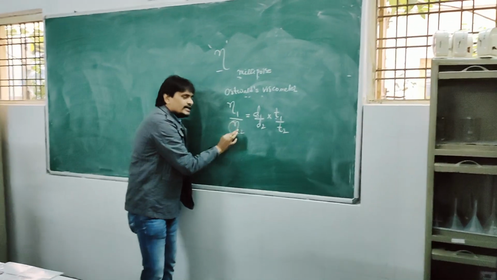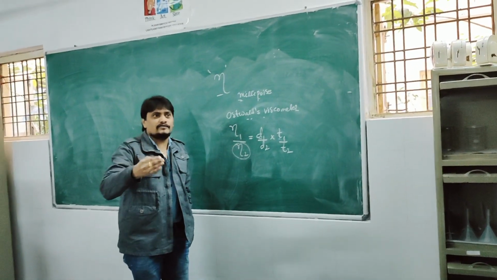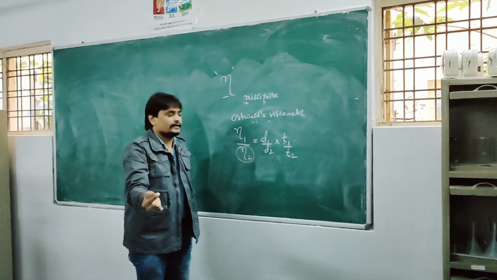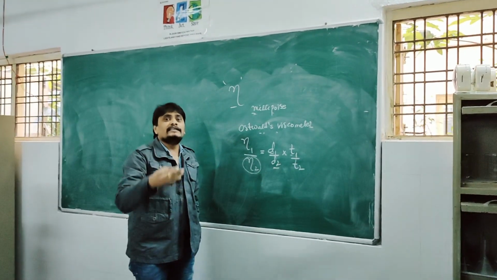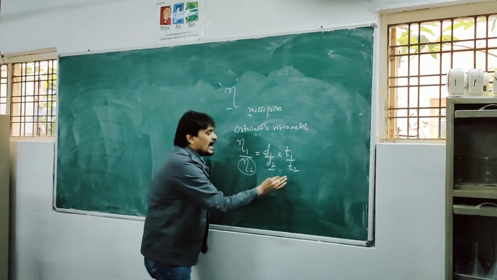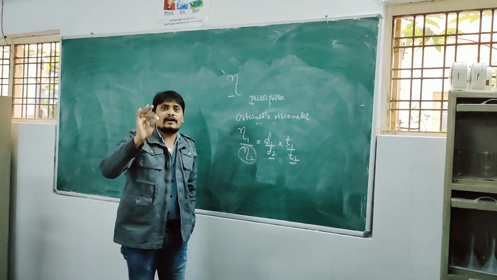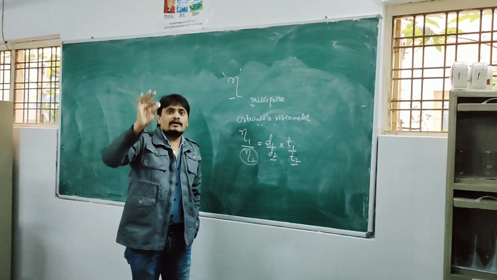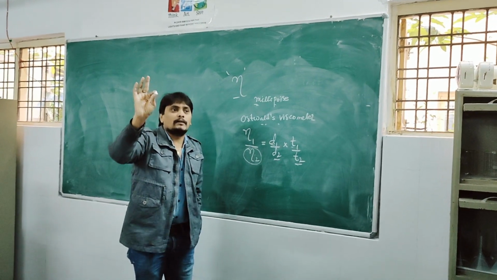And eta 2 is the viscosity of the liquid whose viscosity is being determined, d2 is the density of that liquid, and t2 is the time taken by the liquid to move from mark A to mark B of the upper bulb.